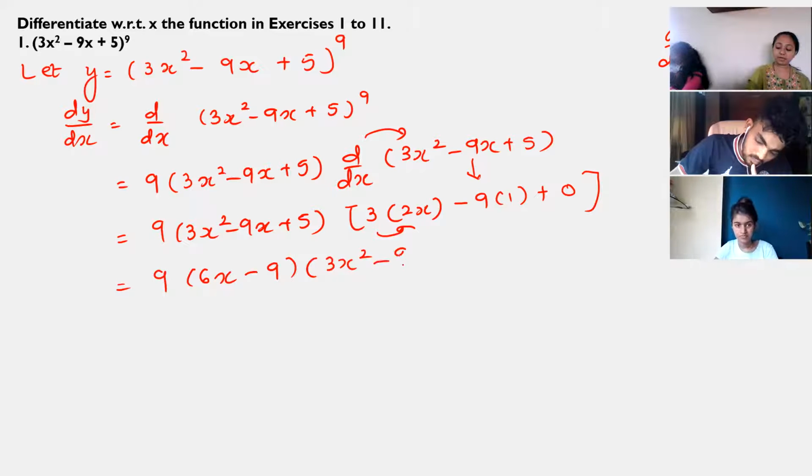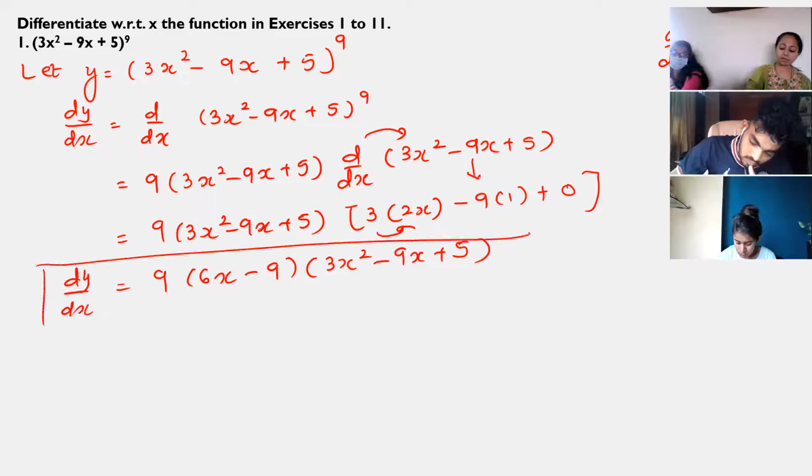Then it is 3x square minus 9x plus 5. Just arrange it in the proper manner.